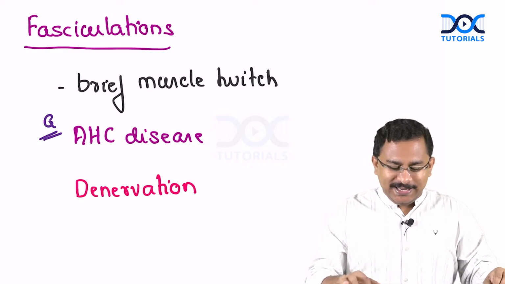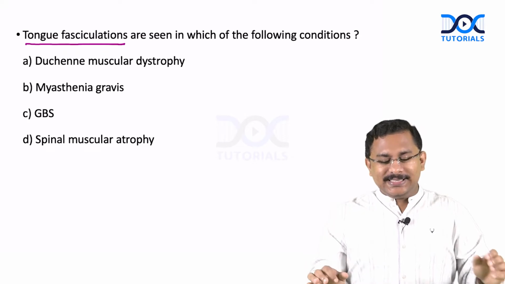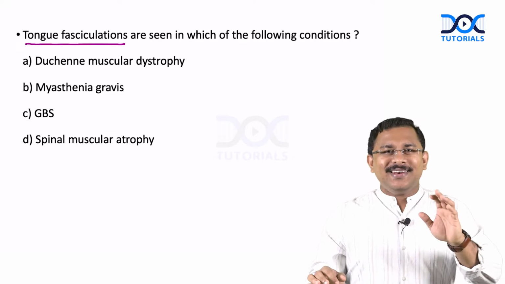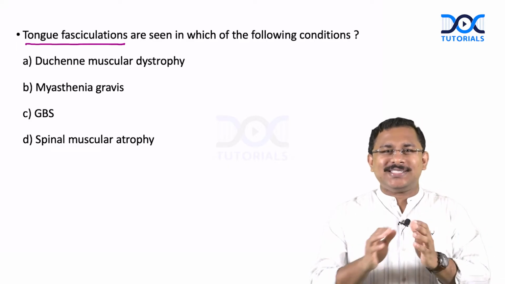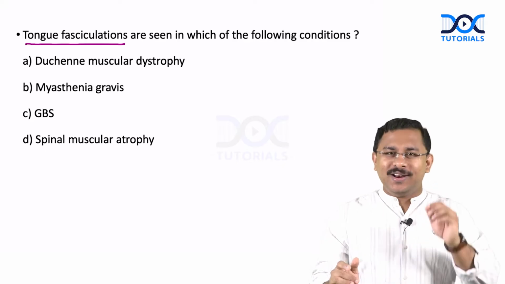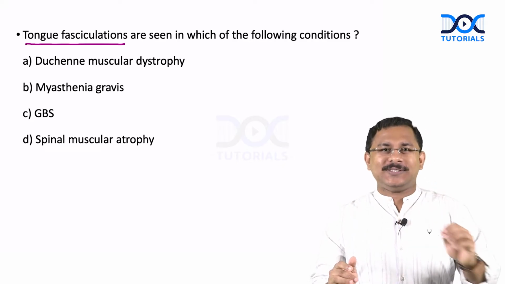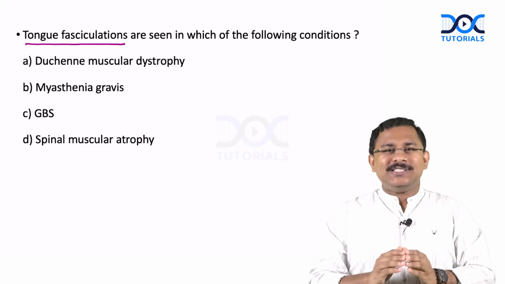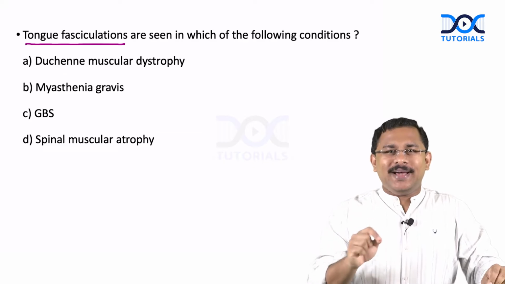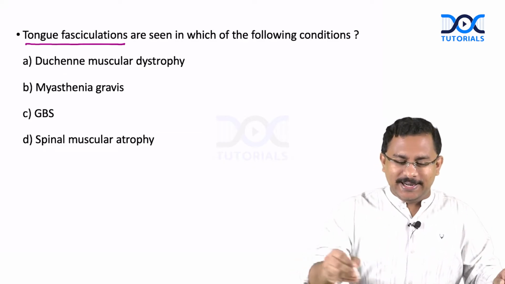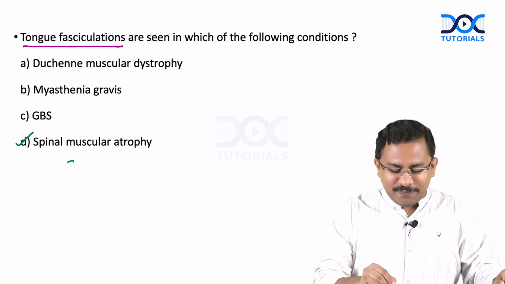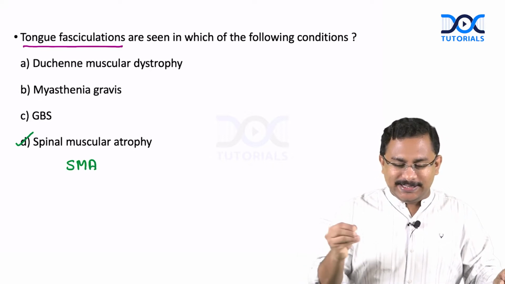So tongue fasciculations specifically occur when there is denervation involving the bulbar muscles. Now if you look at the question here, the question says tongue fasciculations are seen in which of the following conditions? And what is common to all the options given? All of them are LMN disorders or lower motor neuron disorders. Out of all these options, there is only one option where the disease process is primarily affecting the anterior horn cell, and that option is spinal muscular atrophy, which you can abbreviate as SMA.